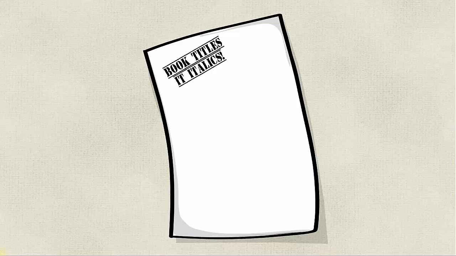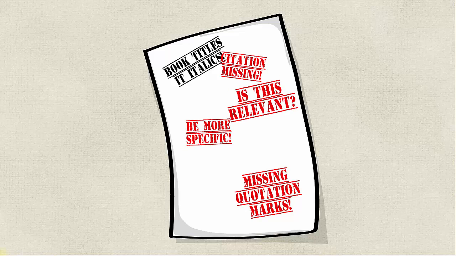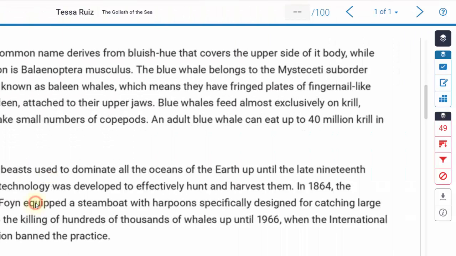Well, because Quickmarks are like having an entire set of stamps. A stamp for every one of your most common or standard comments that you write on an essay. Things that don't need to be tailored to a specific purpose but are always the same. Critical things like citation missing, or missing quotation marks, be more specific, or is this relevant? And reinforcing things like well-focused or nicely developed point, well-explained, or excellent supporting evidence. So let's take a look.